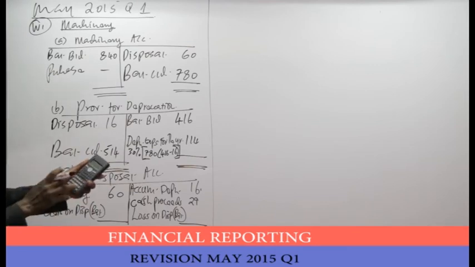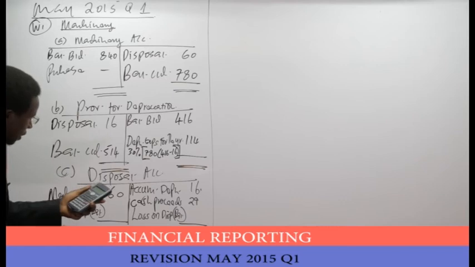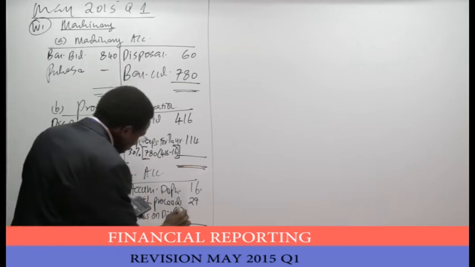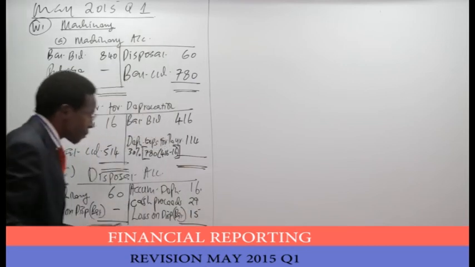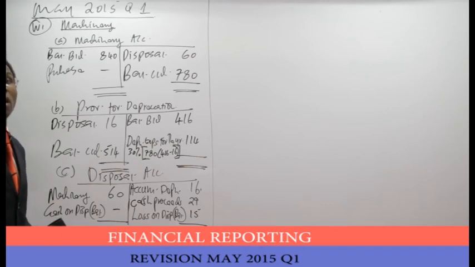The balancing figure in the disposal, we are taking 60, I subtract 16, I subtract 29. I realize that it's a loss, so we must have sold it at a loss of 15. This loss, unless otherwise you're told, this loss will be recognized as part and parcel of cost of sales.